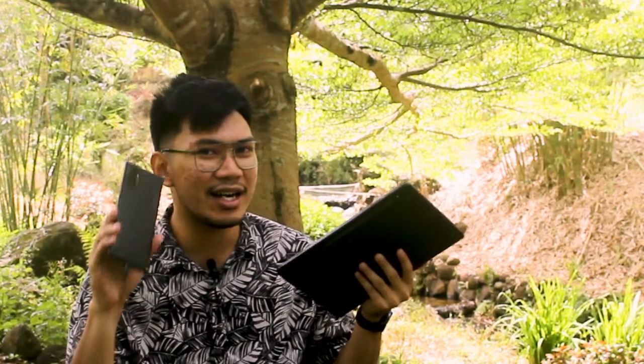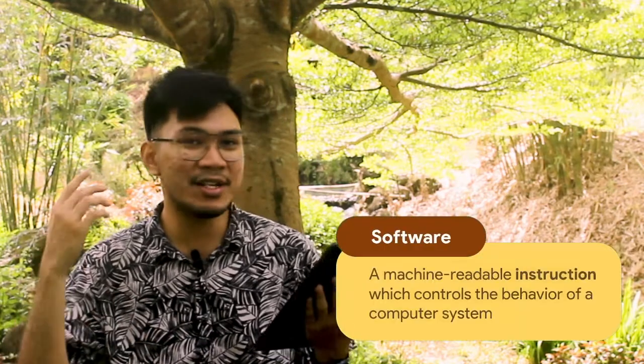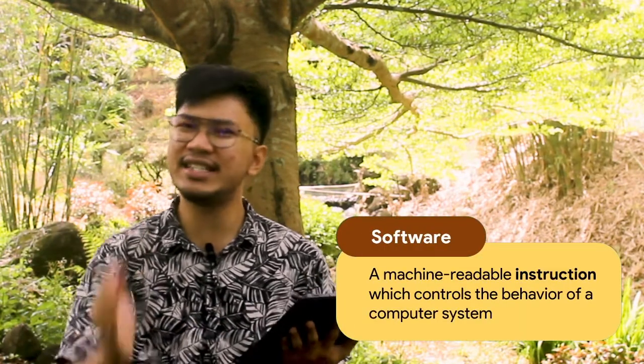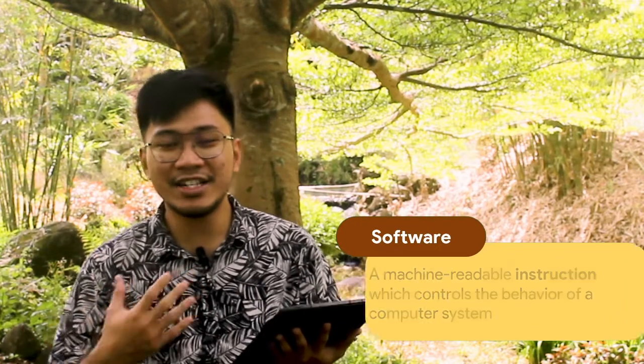Your cell phone, this is the hardware of your computer. Okay? Your PC, that is hardware. What you can see or what you can touch, that is the hardware. Okay? And the other one, the computer software, it is the machine-readable instruction. So these are the instructions that should be done in your computer in order for it to function. Okay? So you have a hardware, but that hardware cannot function unless it has software. Unless it has these instructions for the computer to function.